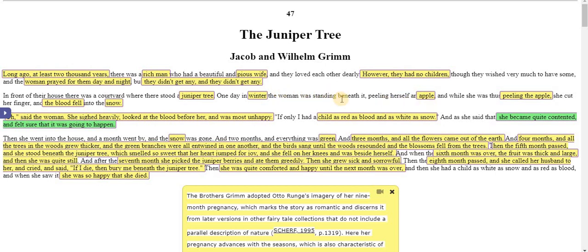So, the woman was standing beneath the juniper tree, peeling herself an apple. Here, the act of peeling an apple actually represents the womb. Peeling herself an apple might mean the shedding of the womb, or the shedding of the endometrial lining, which means that she was going through menstruation. So this meaning is also there.